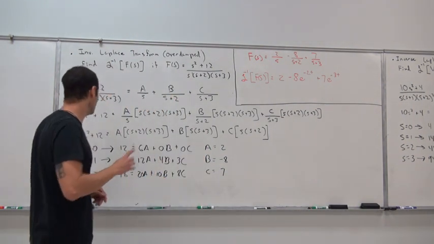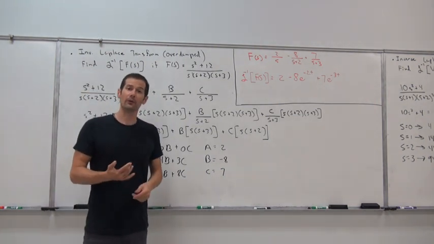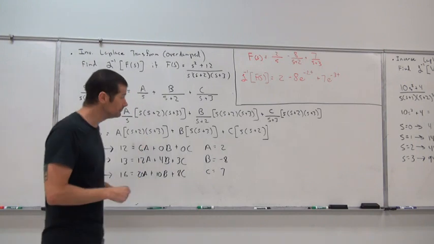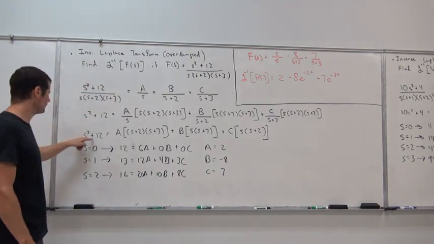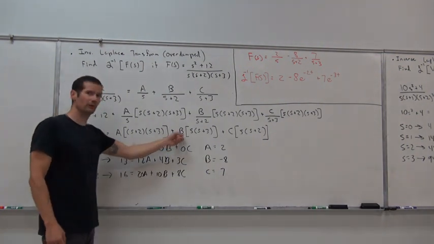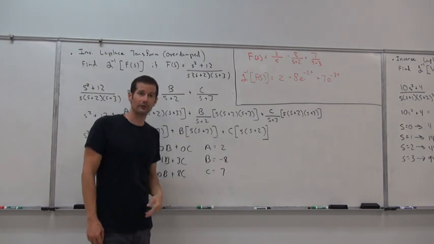So now what we actually have is an equation that we could evaluate in order to come up with the three unknowns, a, b, and c. So s squared plus 12 equals a times (s plus 2) times (s plus 3), plus b times (s plus 3), and then c times (s plus 2).